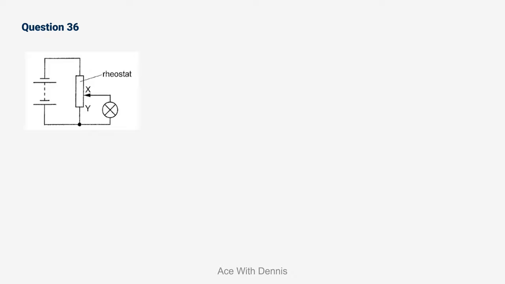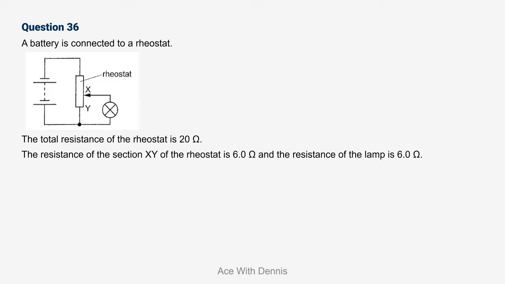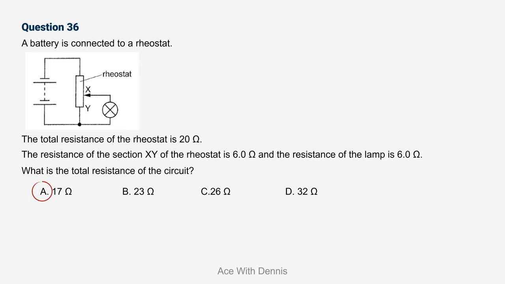Question 36. Given this diagram, a battery is connected to a rheostat. The total resistance of the rheostat is 20 ohms. The resistance of the section XY of the rheostat is 6.0 ohms and the resistance of the lamp is 6.0 ohms. What is the total resistance of the circuit? A. 17 ohms, B. 23 ohms, C. 26 ohms, or D. 32 ohms. The answer is A. 17 ohms.